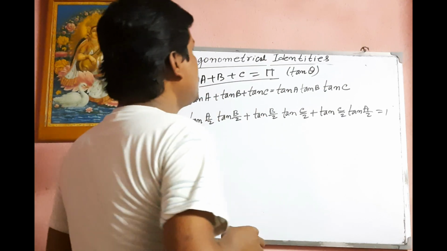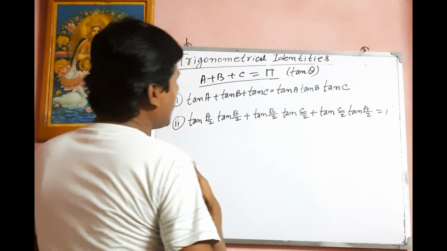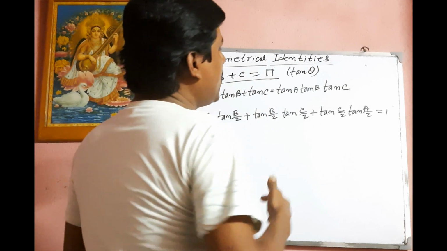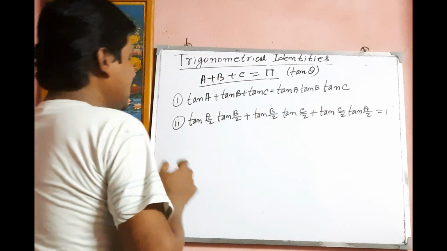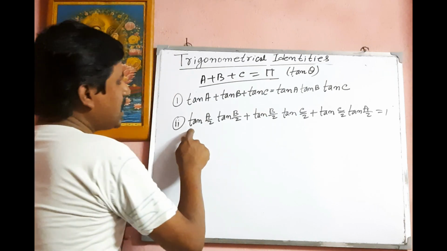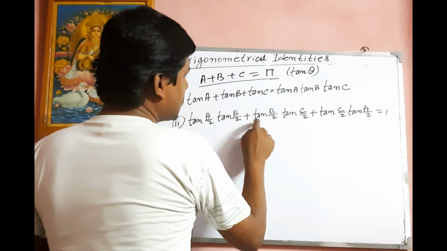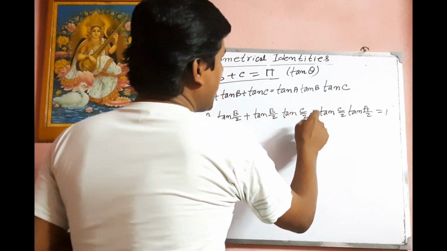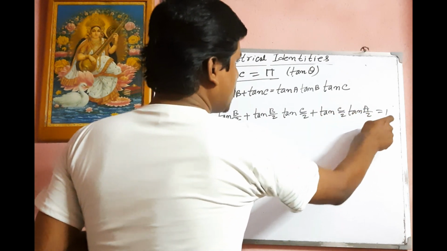The first identity is tan a plus tan b plus tan c is equal to tan a into tan b into tan c. And the second identity of tan theta type is tan a by 2 multiplied by tan b by 2 plus tan b by 2 into tan c by 2 plus tan c by 2 multiplied by tan a by 2 is equal to 1.